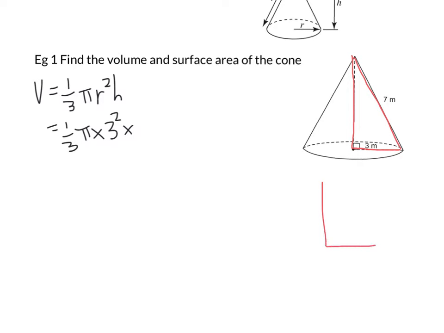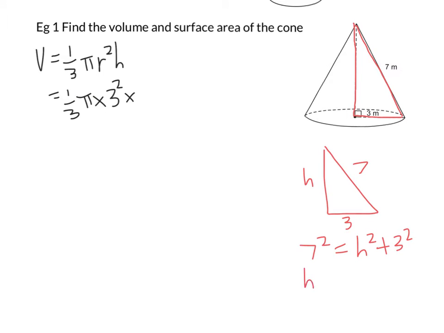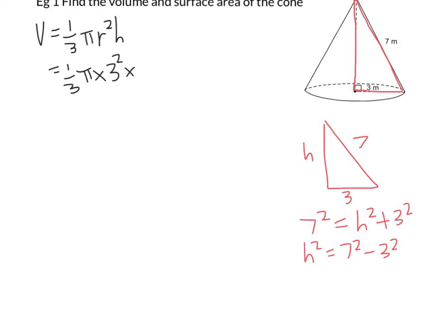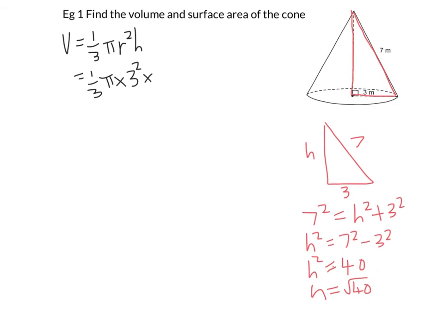With that triangle, we can do Pythagoras' theorem to work out the height, not the hypotenuse, h for the height. So the longest side squared, the 7 squared, would equal the shorter side squared plus the other short side squared. Or in other words, the height squared would be 7 squared minus 3 squared. That works out to be 49 minus 9, which is 40. So the height is the square root of 40. And let's leave it like that because it's a nicer number than the decimal.